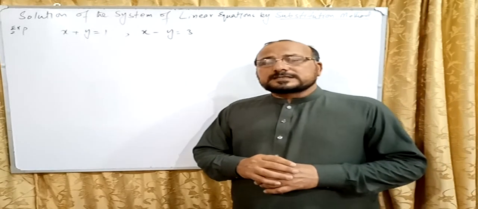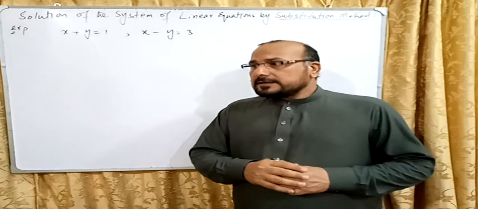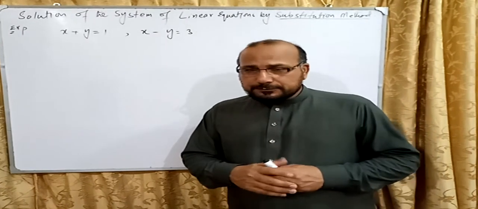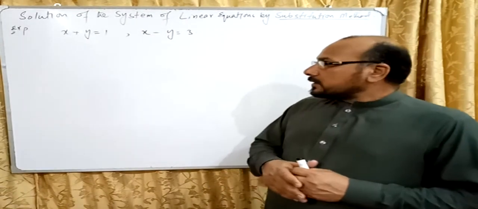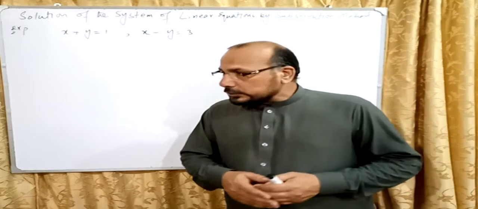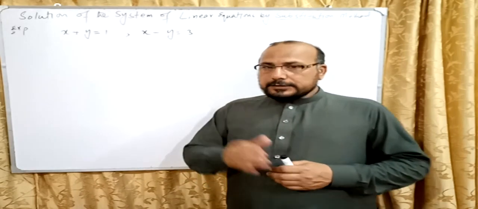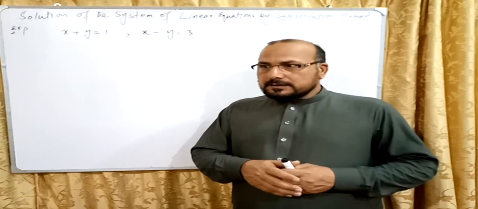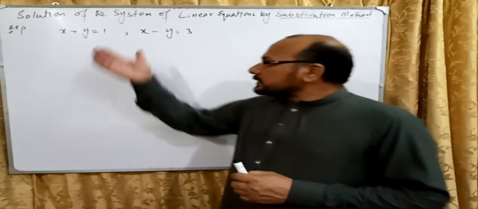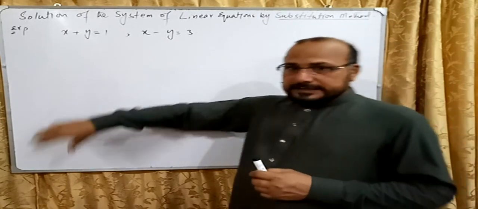Today we will discuss the solution of a system of linear equations by using the substitution method. Substitute means replacement. So when you have two equations, you have to substitute one variable in place of the other variable, or you can say you replace one variable by another variable. For example, if we have two equations, it means that we have a system of linear equations.